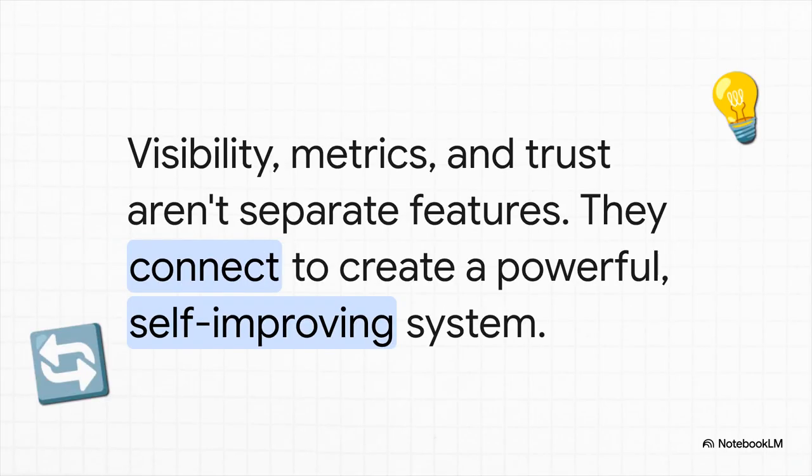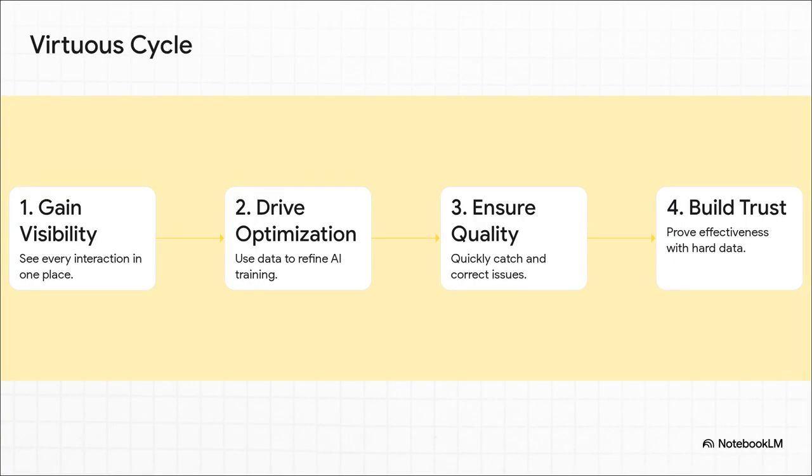So we've got visibility, we've got the metrics, and we have trust. But the real magic, the crucial point, is how this all connects together to create a self-improving system. It creates what we call a virtuous cycle of improvement. It all starts when you gain full visibility. That gives you the data you need to drive optimization. When you continuously optimize, you ensure quality because you can catch issues fast. And when you can prove that quality with hard data, you build unwavering trust with your stakeholders. You see, each step literally feeds the next.